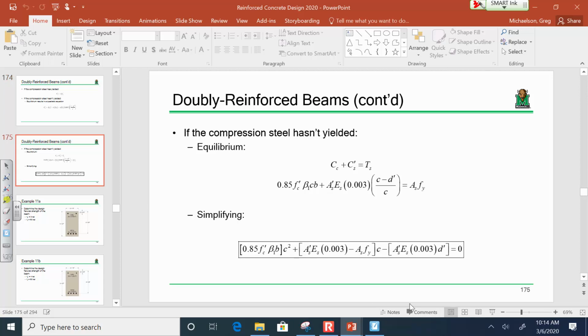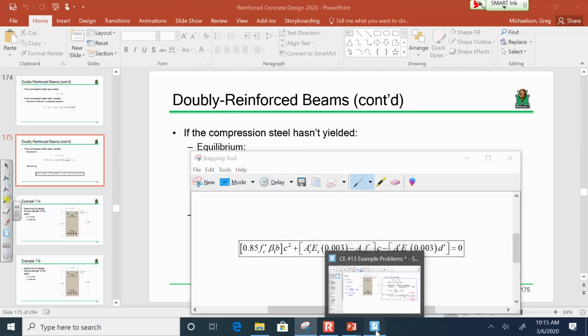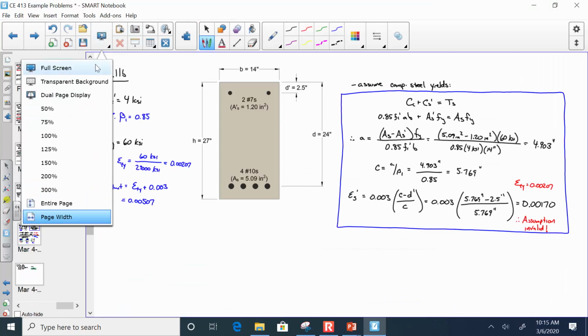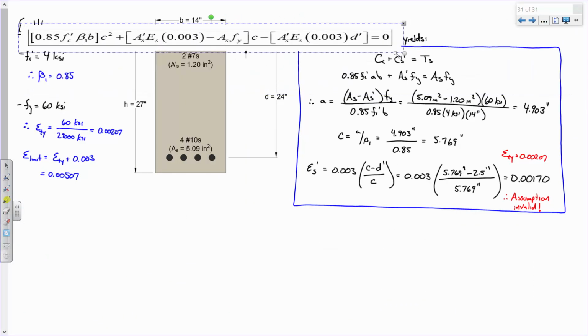So what do I do? I set C equals T, I do a little bit of algebra, and I come up with the following equation. Okay? So this quadratic equation will allow you to solve for a new C value that recognizes that the compression steel does not yield. And while it looks nasty, it's pretty plug and chug. And you'll see that here in a second. So I was lazy, so I just copied this image. So here's the expression.